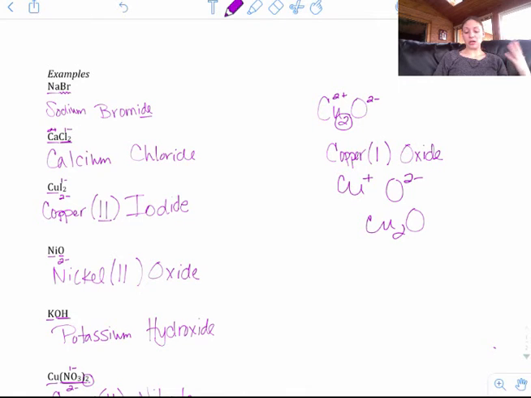So the difference there between copper(I) oxide and copper(II) oxide, this one's a little bit more difficult. This is an extra example there.